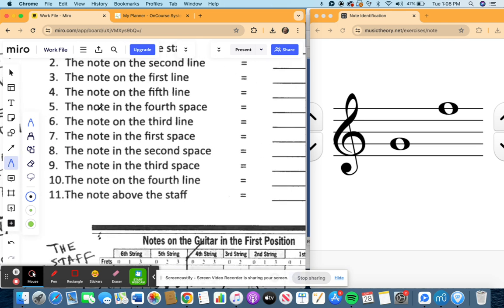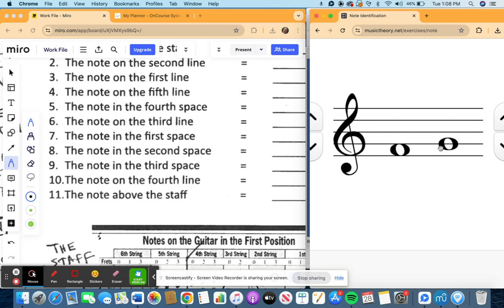Number 5, the note in the 4th space. Well, let's start over. Right now, the notes are in the 1st space. The 1st space is the space between the 1st and the 2nd line. The space takes its name from the line below it. So if this is the 1st line, then that's the 1st space. So let's follow this note up. This note is in the first space.